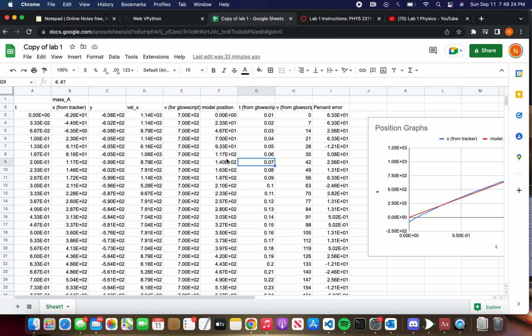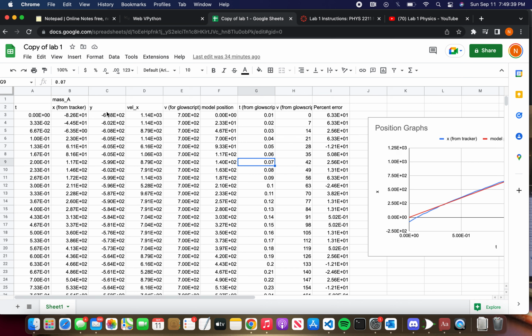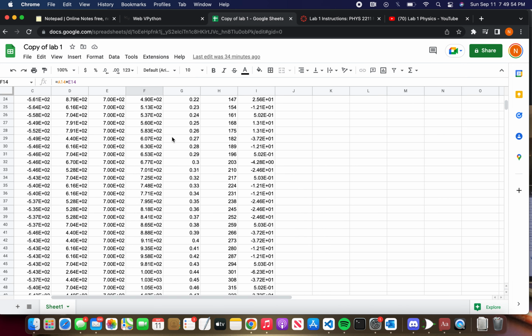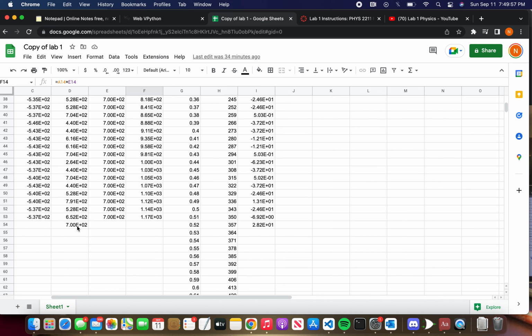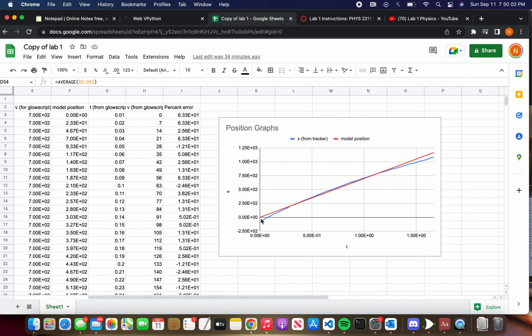In this Sheets file, we have our data from our observed and our model. The blue line represents our tracking data, and the red line represents our model data. To create our model, we took the velocity at every single timestamp by doing the change in position over the change in time. And then to create the velocity for our model, we average every single velocity at the timestamp to plug in to our model. And this is represented in red.